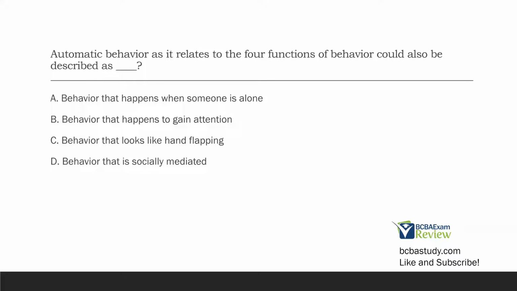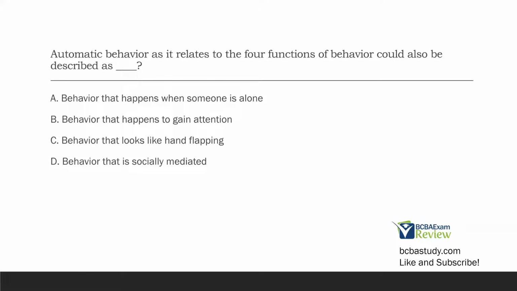C, behavior that looks like hand flapping. Okay, be careful. What if my mom says, "Do you want an apple?" I don't say anything, and she says, "Well, flap your hands to get an apple," and I start flapping my hands. Is that automatic? No, that's socially mediated. We're worried about the function here, not the form, okay? C is not correct. We have to be very careful how we talk about automatic behavior.